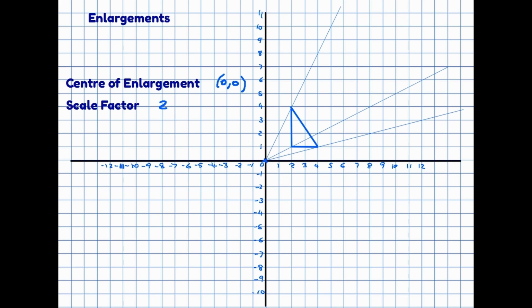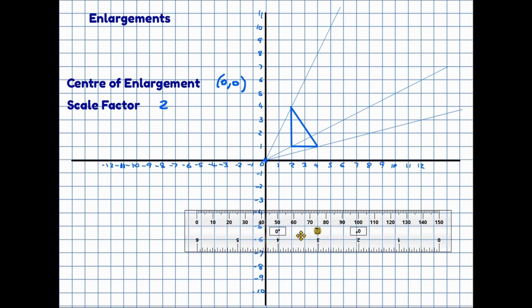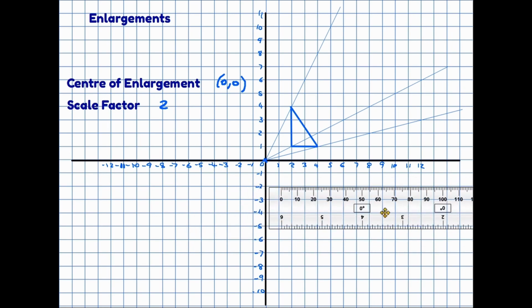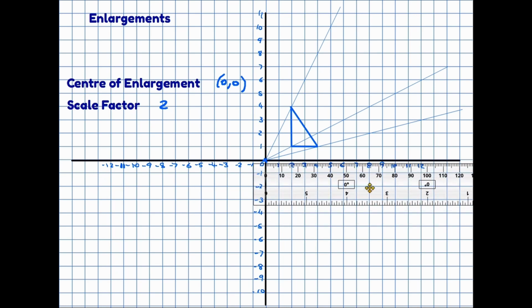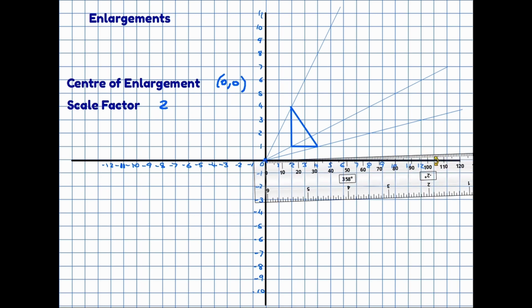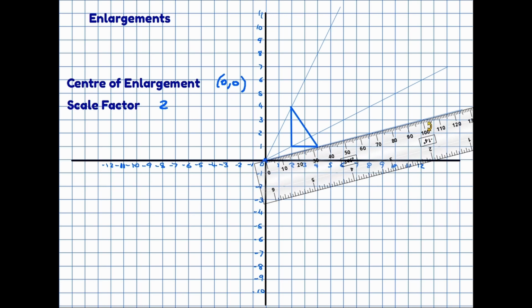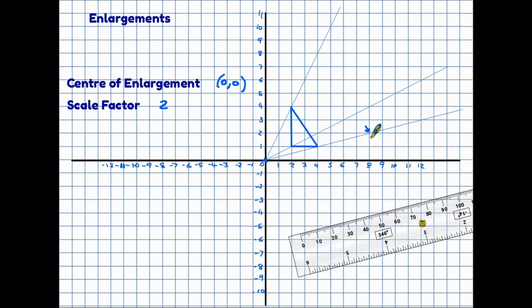Let's try this now. With a graph on paper, if you have a ruler, you can in fact use a ruler to do this. If I move this ruler so that the 0 is exactly on the origin, and then I turn it, let's have a look at where the bottom corner of the triangle is. You can see that the bottom corner is at 33 millimeters. If I double that, I get to 66 millimeters, which means the point on the enlargement is going to be exactly here. So if I take that away, I can put my cross where it needs to be.